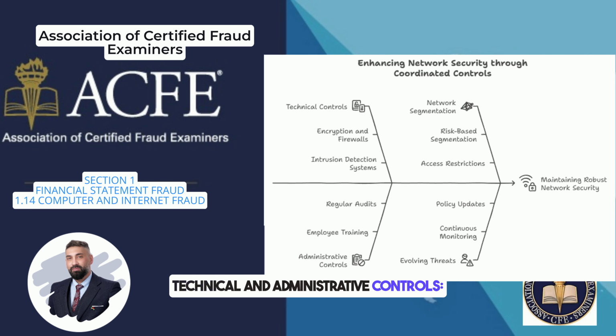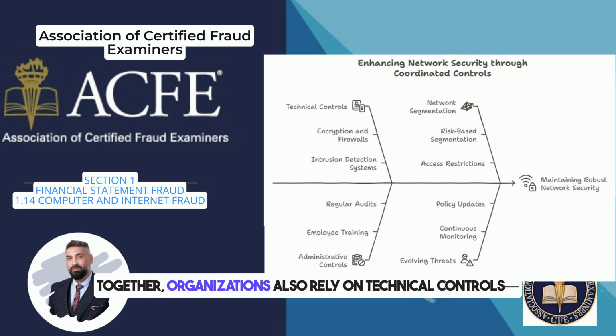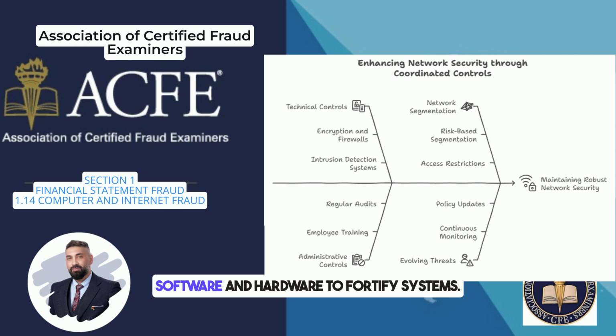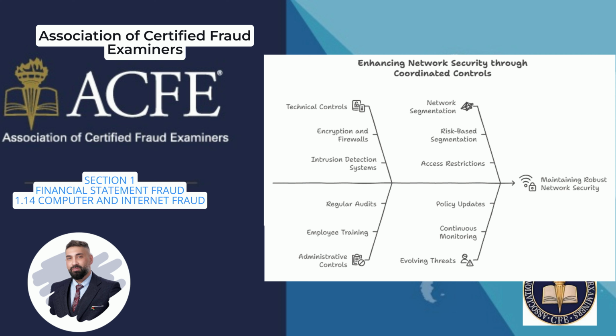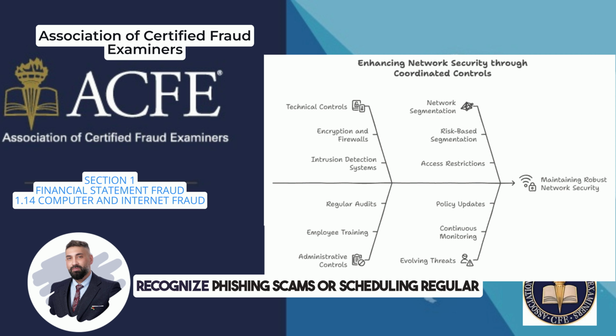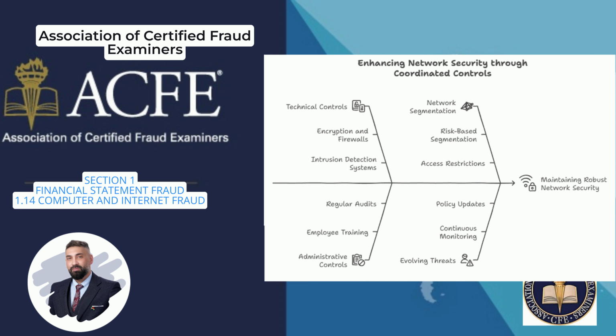Technical and administrative controls, a coordinated defense. To tie it all together, organizations also rely on technical controls, the nuts and bolts embedded in software and hardware to fortify systems. Think encryption, firewalls, and intrusion detection systems. Just as critical, though, are administrative controls, policies and procedures that ensure everything runs smoothly. Examples include training employees to recognize phishing scams or scheduling regular audits to spot vulnerabilities.